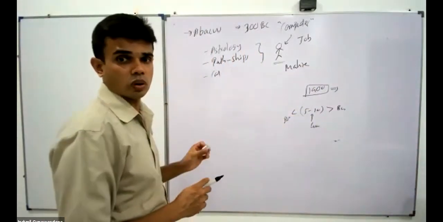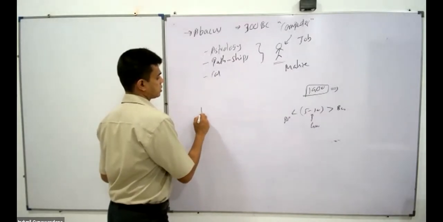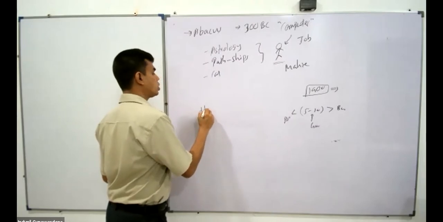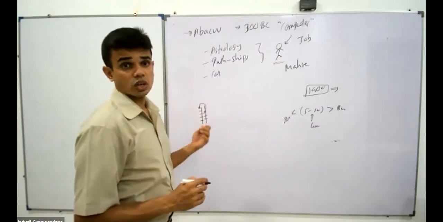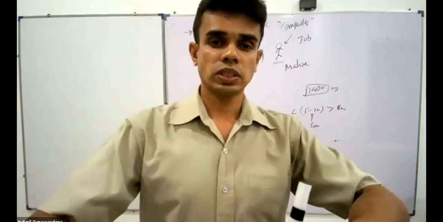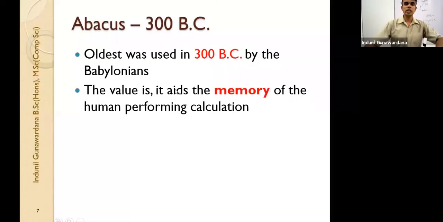So whenever we go for the abacus, we know that after counting this, we put one from here to there. That's to keep the memory, the positions. So we don't need to, we know this, right? Okay, that's what the abacus is. It was very long ago.